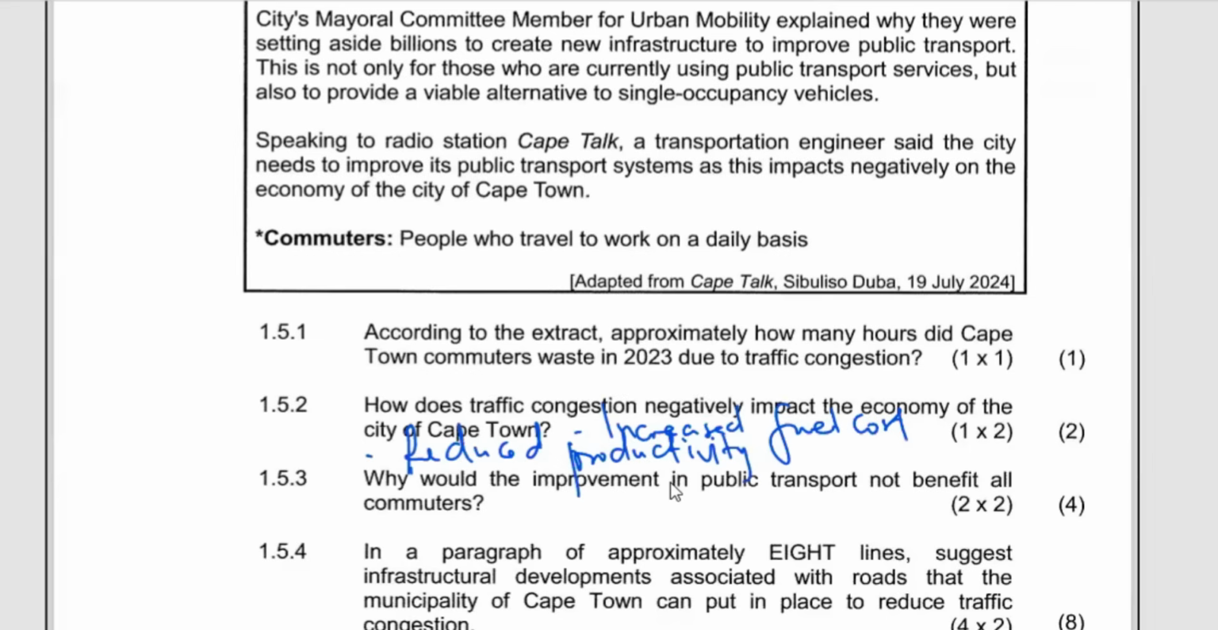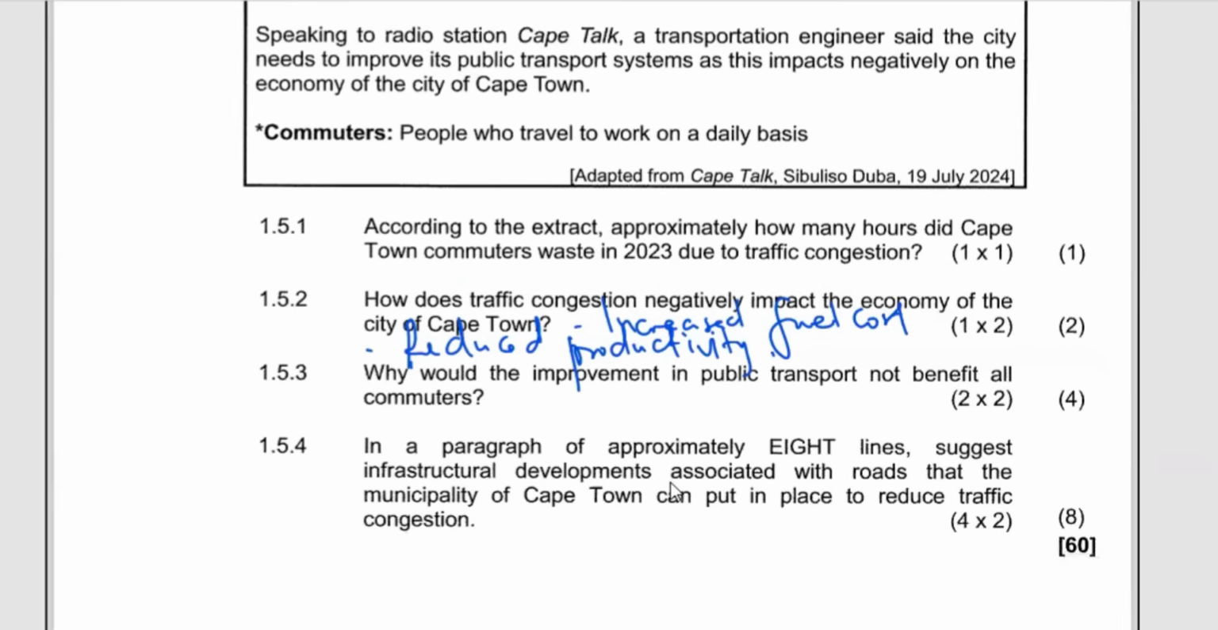And also, the stress of traveling on congested roads is actually a demotivator to the productivity of a worker. Right, and also if we check, we can also talk of reduced or lost work hours.